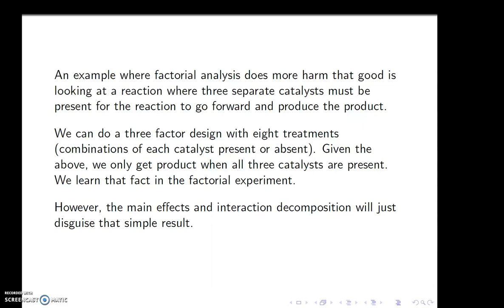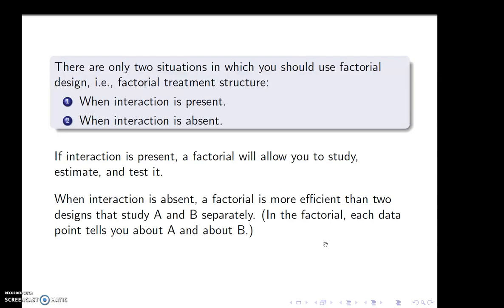However, with the main effect and interaction decomposition that's implicit in the factorial model, we're going to just disguise that result of the 3-way interaction that's required in order for the production. But despite that drawback, I actually simulated code to show you in more detail that poor use of a factorial, and we'll go over that in class. I think it's interesting to see that.